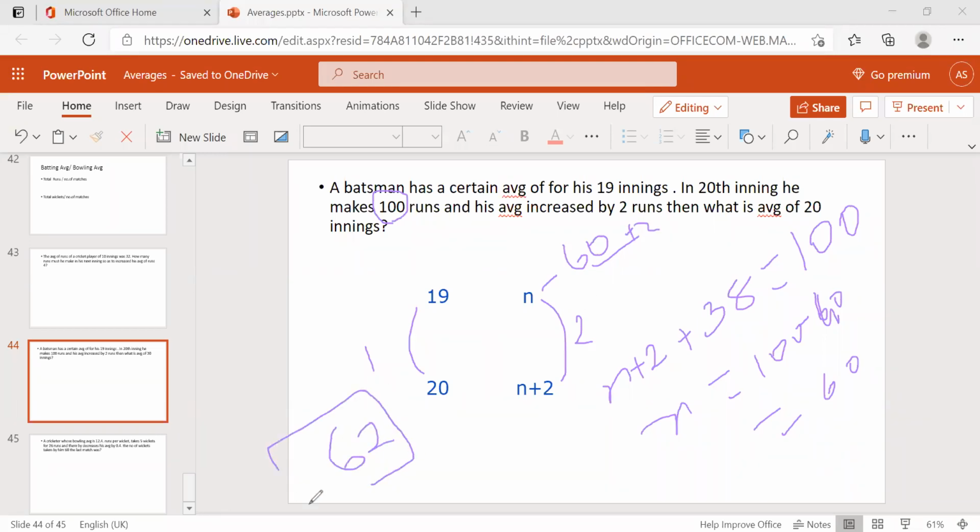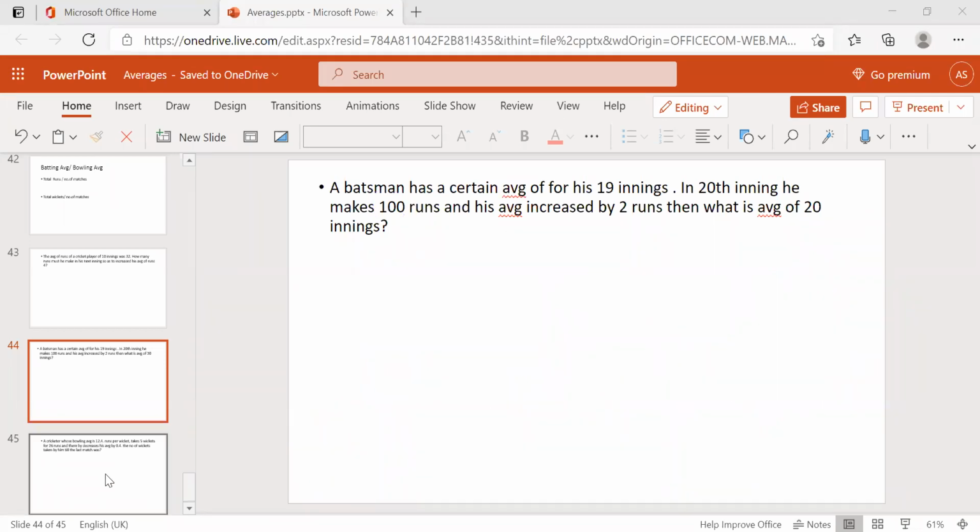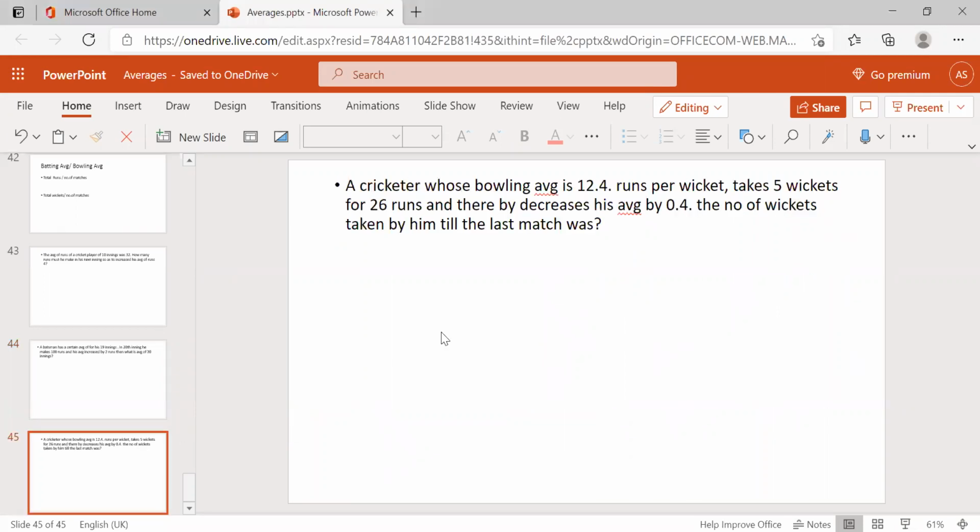Do you understand here? This 100 is the last match runs: n plus 2 plus 38, that is 1 into n plus 2 and 2 into 19, 38. So it is equal to 100. Then we get n equal to 60. Then the 20 innings average is n plus 2, 62. Okay, clear. Next question, the last question of this section.